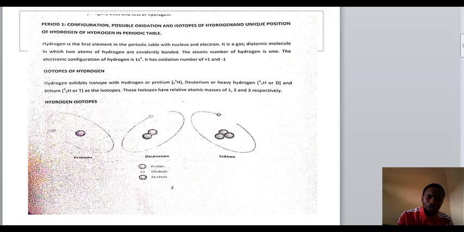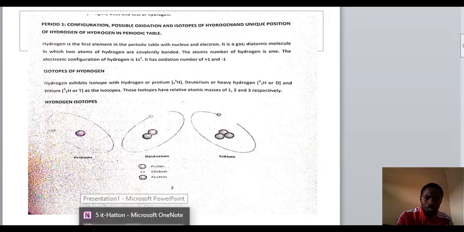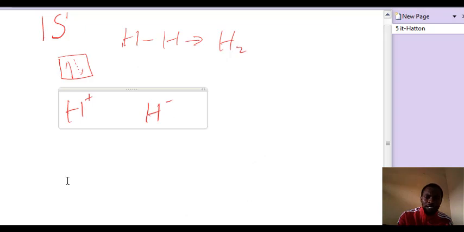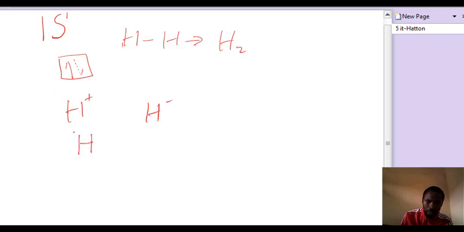We also have something about hydrogen. Hydrogen has 3 different isotopes, which we must note. The first one has a mass number of 1, and the atomic number of hydrogen is always 1. The name of that is protium. That is the normal hydrogen that we know.